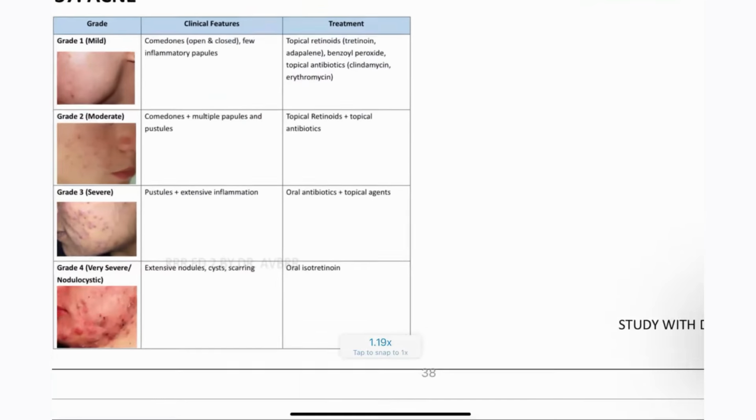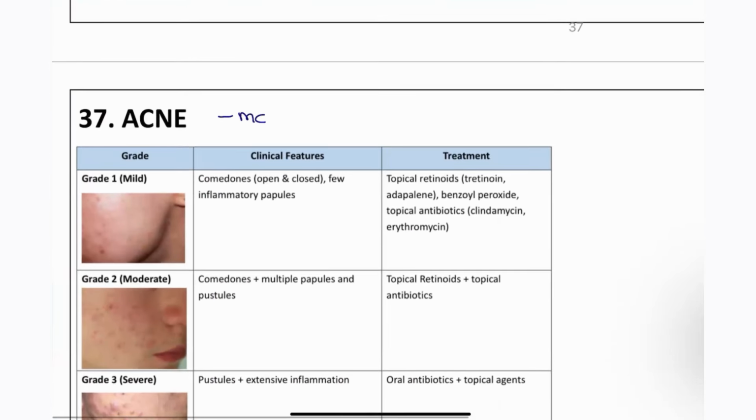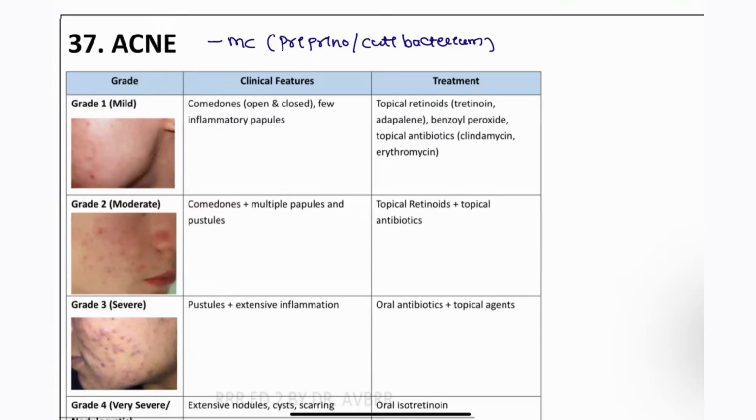Next, moving on to acne. Acne is most commonly caused by the bacterium Propionibacterium, also known as Cutibacterium. There are four different grades. Grade 1 is mild, only comedones are seen, and this patient is given topical retinoids. Grade 2, there will be comedones, also papules and pustules. Topical retinoids and, at the same time, topical antibiotics are given.